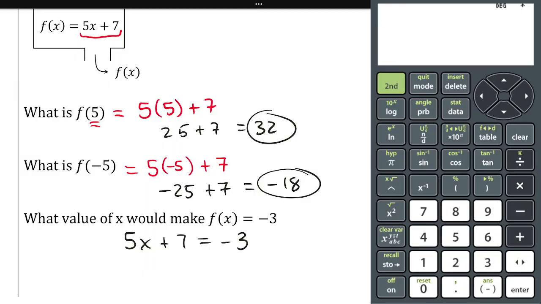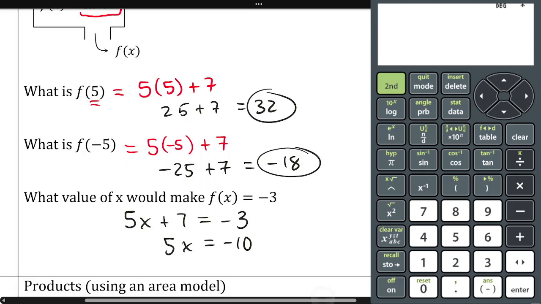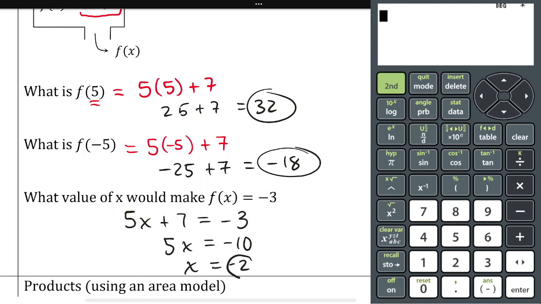So I'm going to begin by adding a negative 7 to both sides, or subtracting 7 from both sides. The left-hand side is going to become 5x, and the right-hand side is going to become negative 10. And now if I divide both sides by 5, I get that x would be negative 2. So when the input is negative 2, the output would be negative 3. So this value of x, this negative 2, is equivalent to the input from the previous two problems.